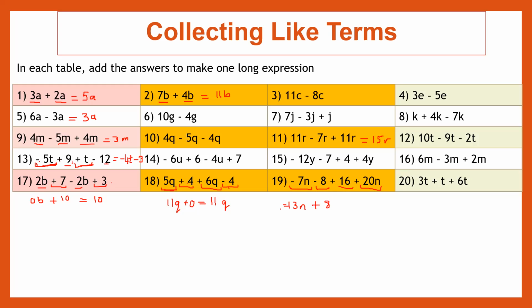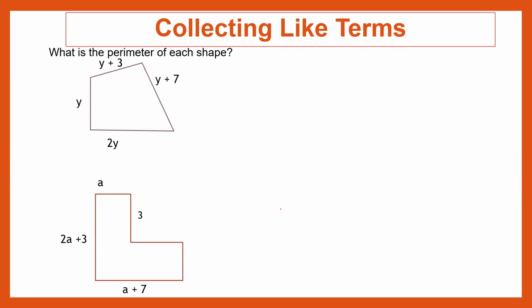Okay, so collecting like terms is very easy. All I need to do is to take all the variables which have the same letter together and take all the numbers together. Now, where do I see questions like that? We can see them as an application on geometry, as we have. Now, here we are supposed to find the perimeter of each shape.